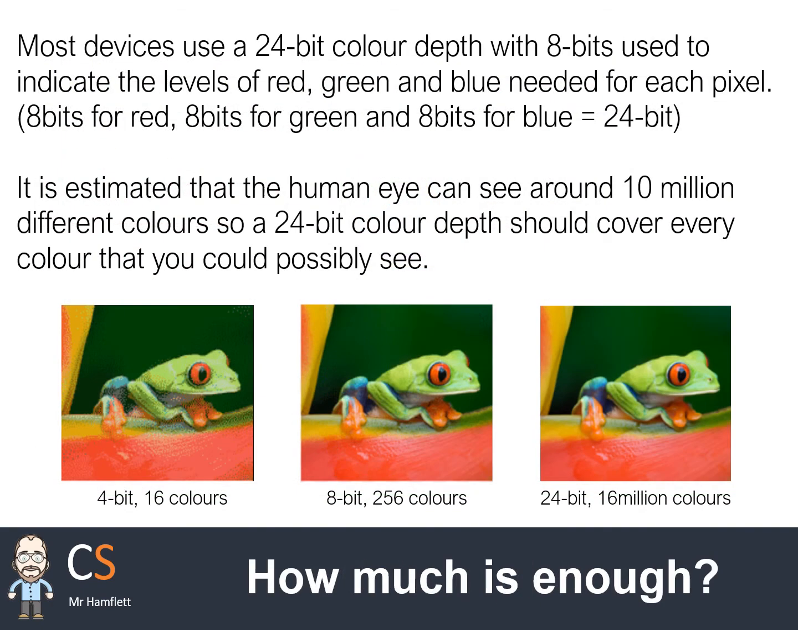Most graphics card devices nowadays will use 24-bit color depth, which essentially means we're using 8 bits to indicate red, 8 for blue, and 8 for green. It is estimated that the human eye can see around 10 million different colors. So on a 24-bit color depth, we can represent 60 million colors, which is more than enough than we need. There's no point going any higher than that because we're not going to be able to see the difference, not realistically.